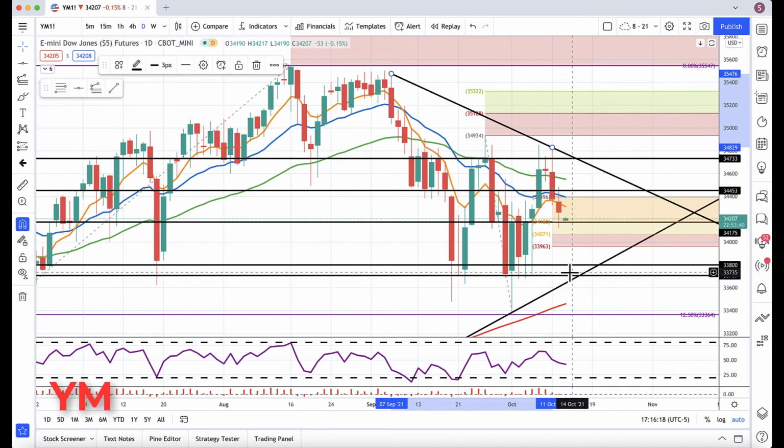My major key support area below 33,963 is coming in at 33,800. Then we have 33,711 to 33,654. Don't want to see a close below 33,654 on a major sell-off because that would trigger some pretty substantial, most likely selling price action.